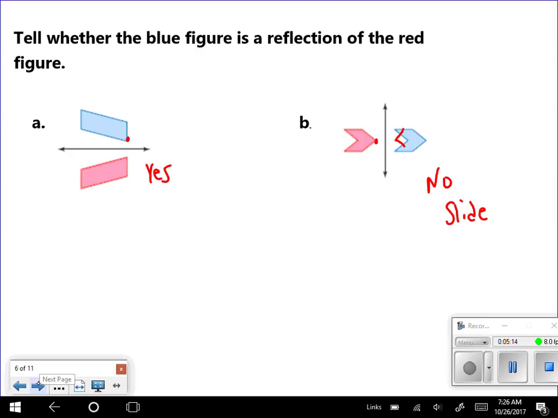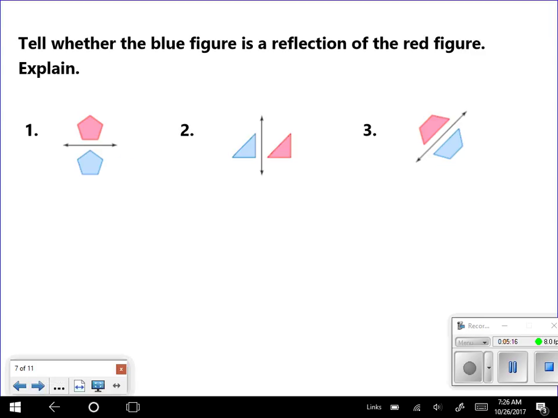Okay, so you do have 3 you need to draw. These 3 you need to draw, and you need to determine, did these flip, or are these a reflection? Okay, so try 1, 2, and 3 on your own. These are the ones I should see drawn in your notes.